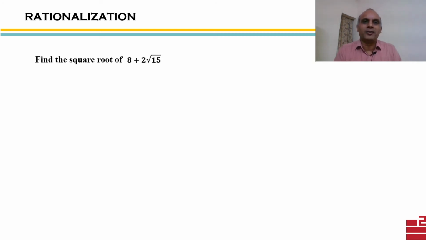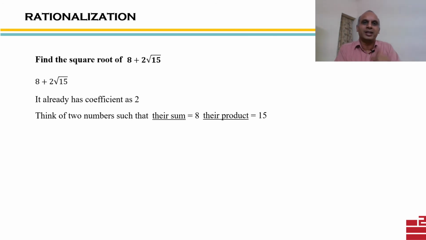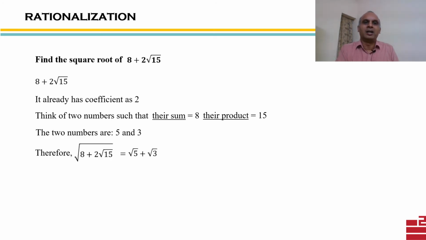Find the square root of 8 plus 2 root 15. And what was our first step? To make the coefficient of the root term 2. In this case, it already is 2. So my first step is not required. I just have to move to the second step. And as per that step, I have to think of two numbers whose sum is 8 and product is 15. Can you think of those two numbers? So those numbers are 5 and 3, and so obviously my answer will be root 5 plus root 3, as I got in the previous example also.